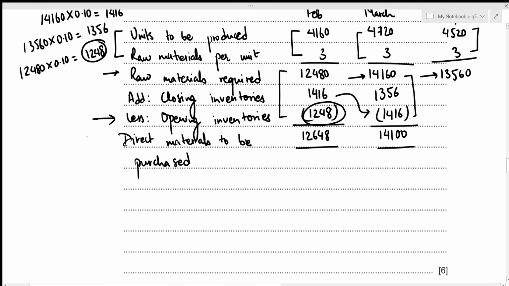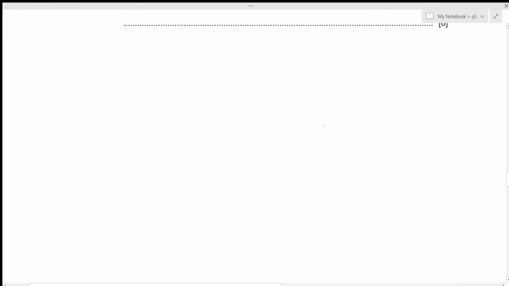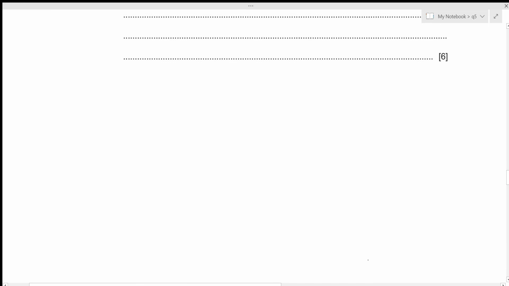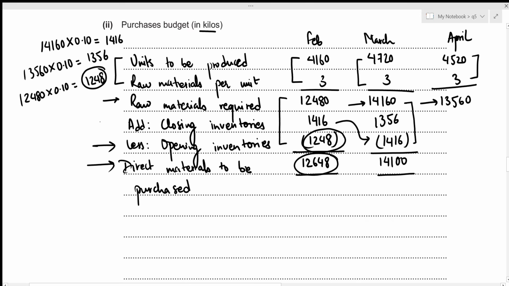Now let's have a look at the direct materials for the month of February, or the direct materials to be purchased. And it amounted to 12,648 for February. And these are the direct materials to be purchased in this particular month, which means that in order to figure out its value, we just need to multiply it with the rate for the month of February, which is 3.5. Right? So that's going to be 12,648 times the rate of 3.50, which results in the value of 44,268. Let's write it down. We need to add it. Okay, and the next step will be our closing inventories. Let's have a look above. Right here, we can see that the closing inventories for the month of February is 1,416.